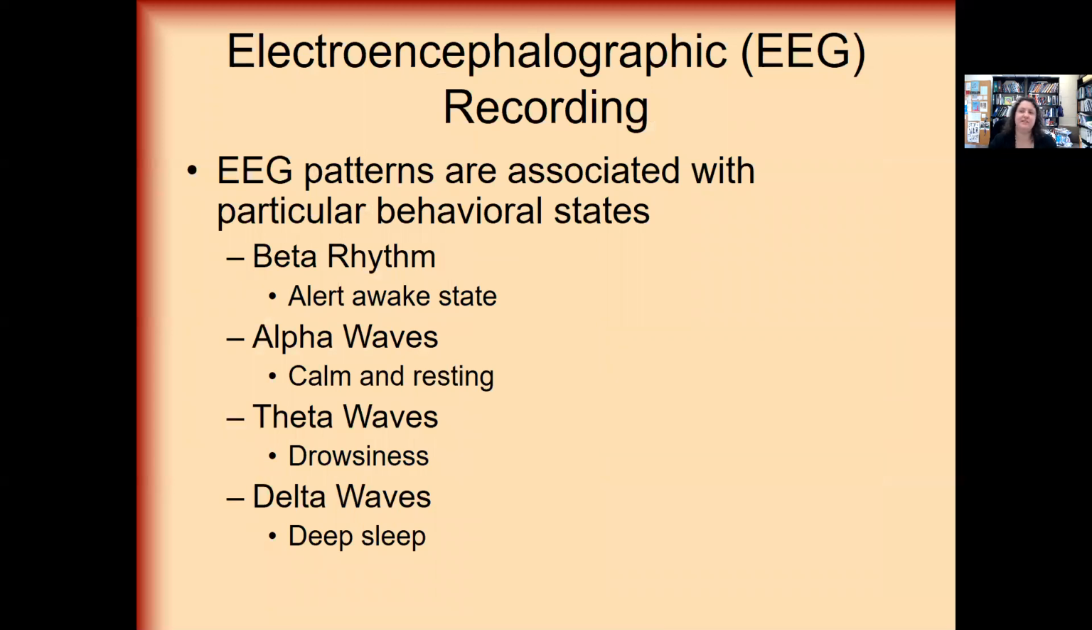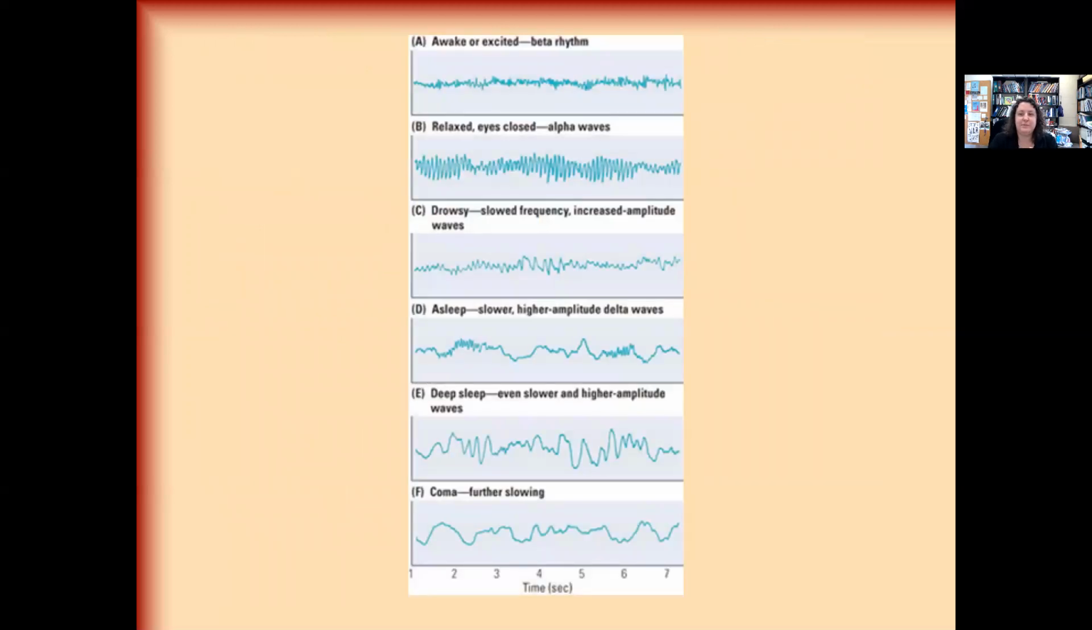So these are the different patterns of brain waves that are associated with particular behavioral states. So you have the beta rhythm, which is your awake state. Alpha waves are calm and relaxed. Theta waves are drowsiness, and then delta waves are deep sleep. So these are what those particular waves look like. So again, beta is when we're awake. Alpha is when we are relaxed, our eyes are closed.